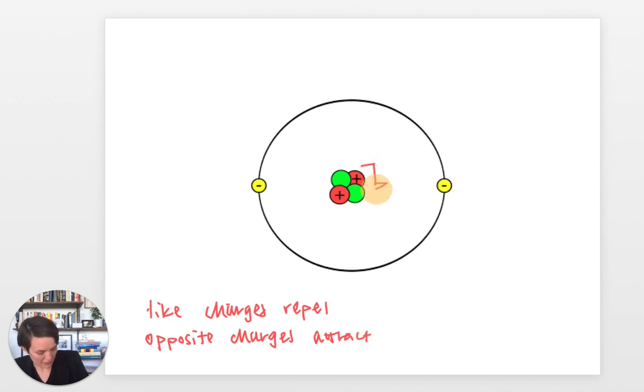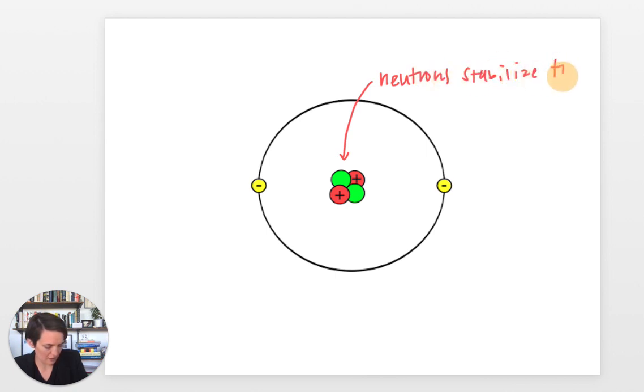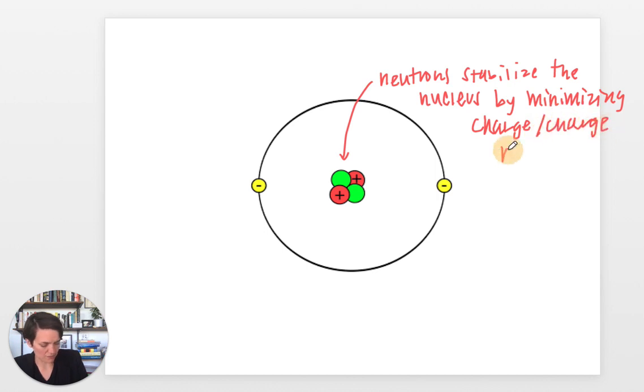And we know that this is our nucleus and that it's super, super dense, right? So you have positively charged particles in really close proximity to each other. That should be your first question: how is that possible? Why aren't they just repelling each other? The reason is the neutrons. Neutrons are going to stabilize the nucleus by minimizing charge repulsion.